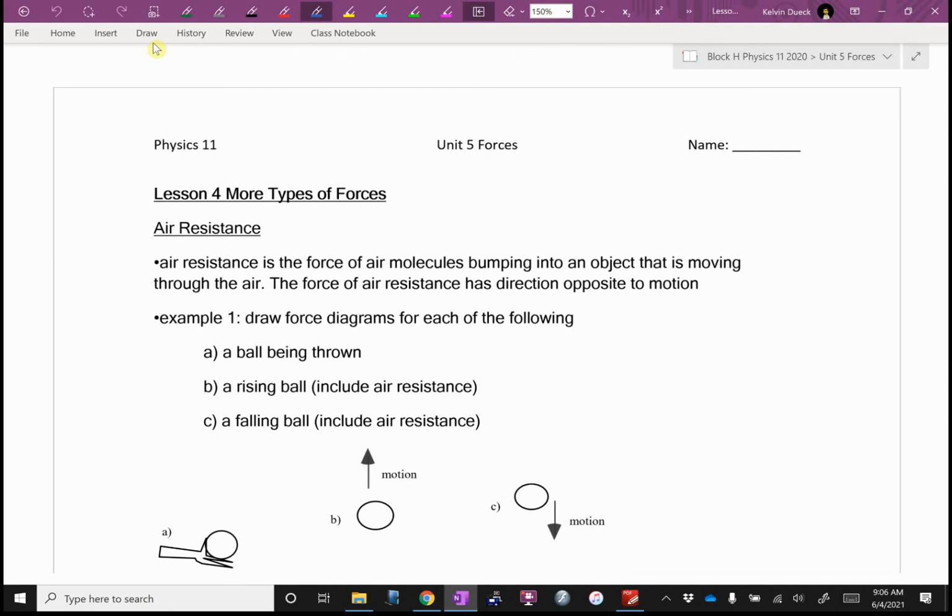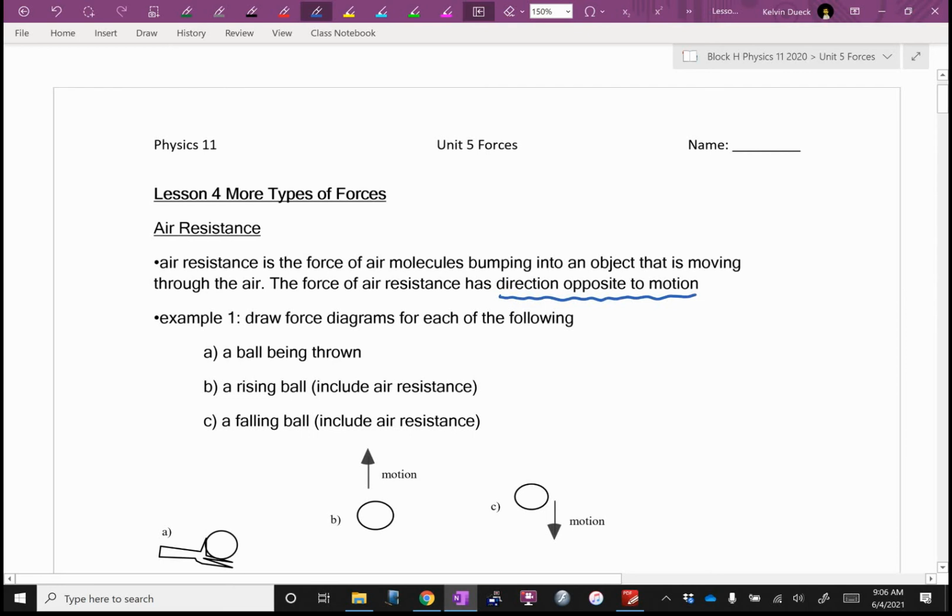Let's talk about air resistance. What is air resistance? It is a force. It's the force of air molecules bumping into an object as that object is moving through the air. The faster you move, the more molecules you bump into, the bigger the force. Here's the key. The force of air resistance always has the direction opposite to motion.